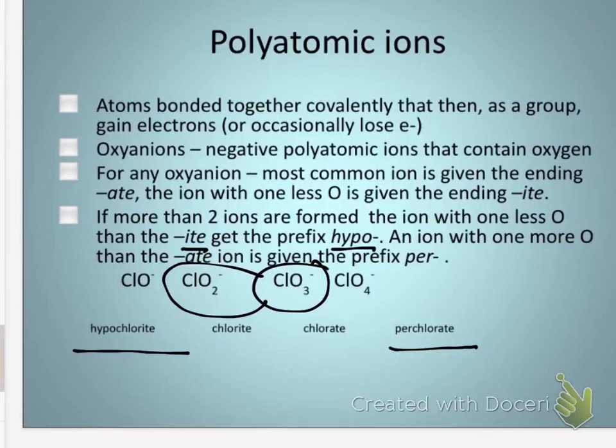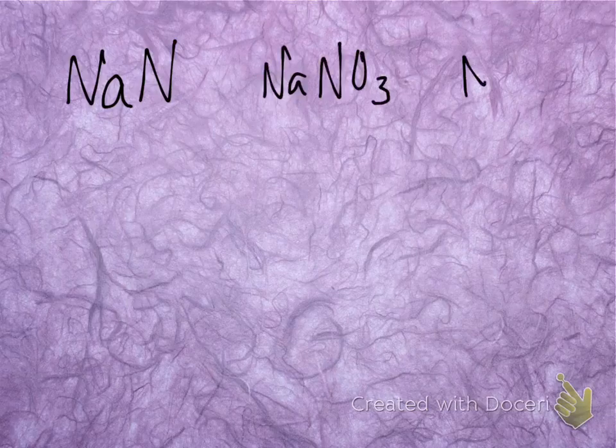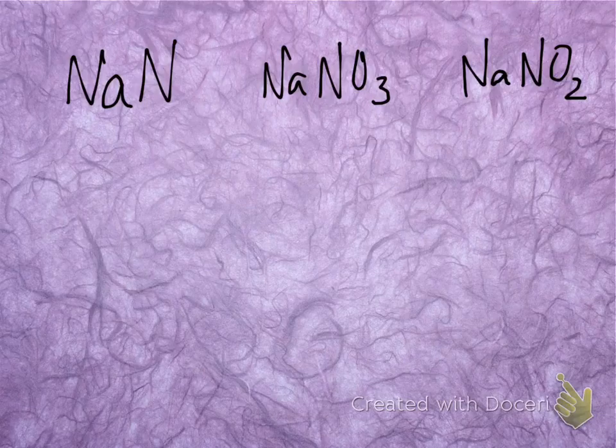Okay. So, why does this matter so much? Well, let's look at three compounds: Na3N, NaNO3, and NaNO2. These are just ionic compounds. Just like doing binary ionic compounds, the first kinds of compounds that we talked about, all you're doing is writing the names of the ions, and that gives you the name of the compound.